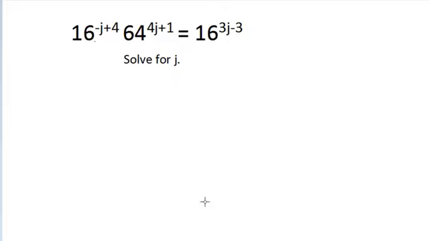Hey guys, in this video I'm going to be showing you how to solve exponential equations. So here we have negative 16 to the power of negative j plus 4 times 64 to the power of 4j plus 1 is equal to 16 to the power of 3j minus 3.